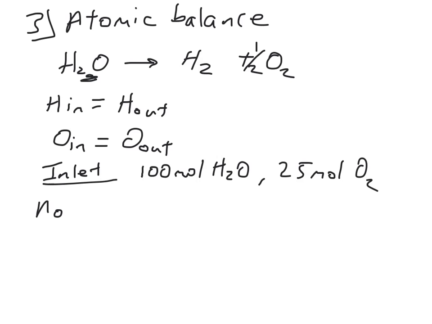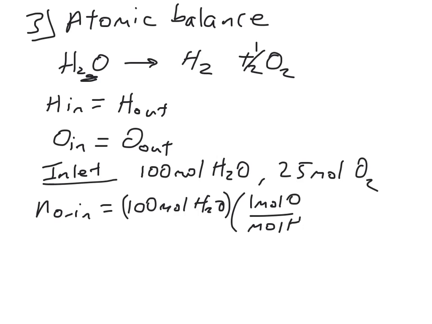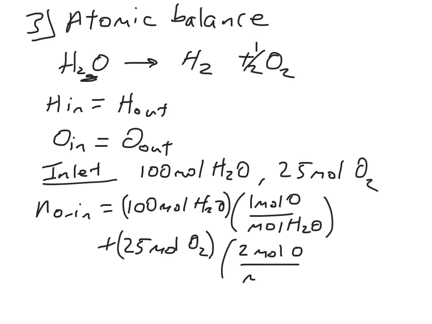And so N_O in is equal to 100 moles H2O. We've got to pay attention to our units so we get them right, otherwise we may make mistakes, and that's 1 mole O per mole H2O, plus 25 moles O2, and that's 2 moles of oxygen per mole O2. This ratio is simply because every oxygen molecule has 2 oxygen atoms. So if we do this, coming in we have 150 moles of oxygen atoms.